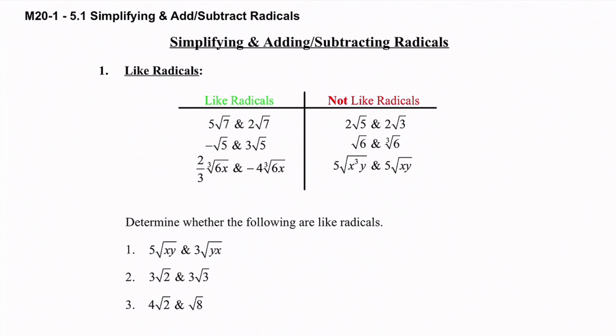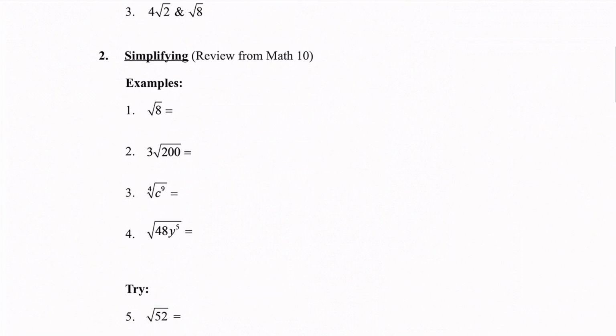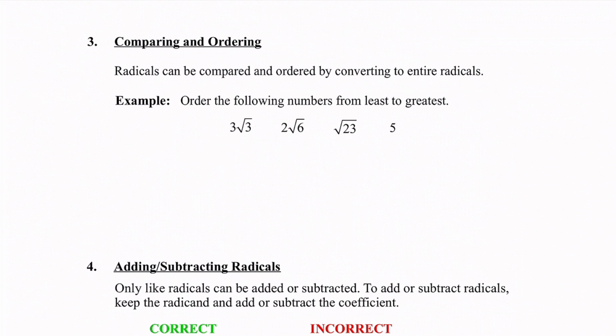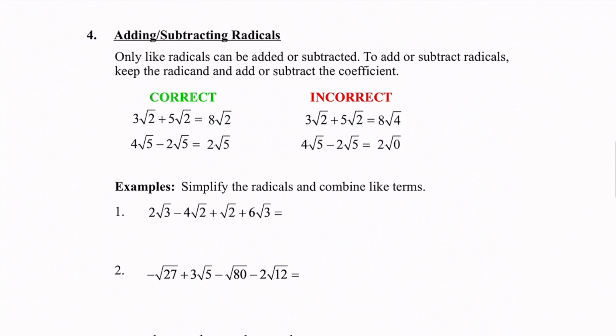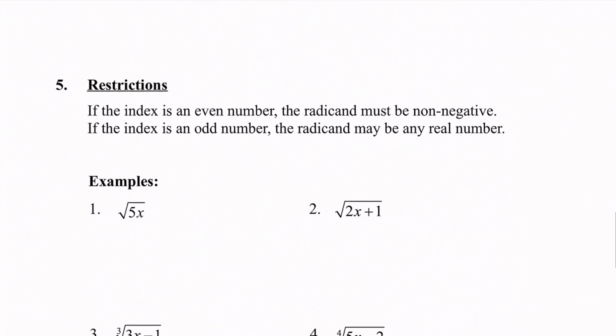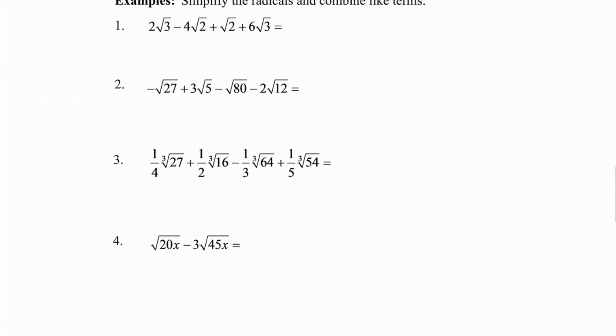In this one we're looking at section 5.1, and this is going to be on simplifying and adding and subtracting radicals. So we're going to start by simplifying. We're going to look at what makes something a like radical. Then we are going to actually practice some simplifying. This is going to be review from Math 10. Then we are going to compare and order some radicals. And then we are going to do some adding and subtracting, do some examples of those, and then the last thing we're going to look at is restrictions on radicals. So let's scroll back to the top.